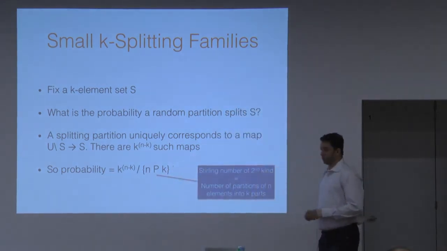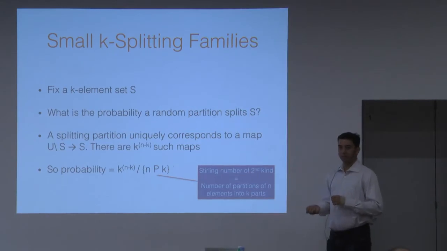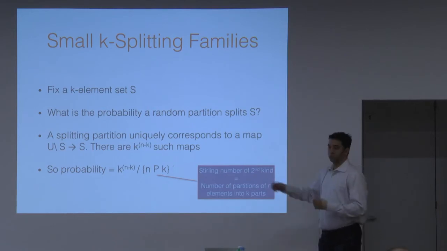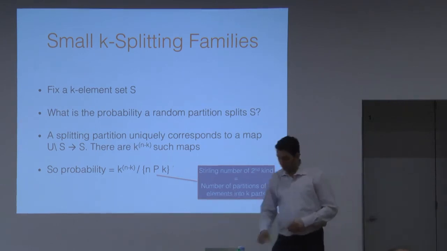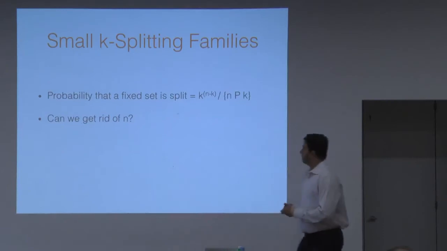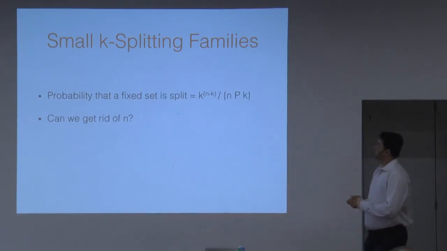Now, the total number of partitions of n things into k elements has a name. It's called the Stirling number of the second kind. This is something that has been studied quite a bit in combinatorics. So this is essentially the number of partitions you get into k different pieces. So the probability that a fixed set is split is this.